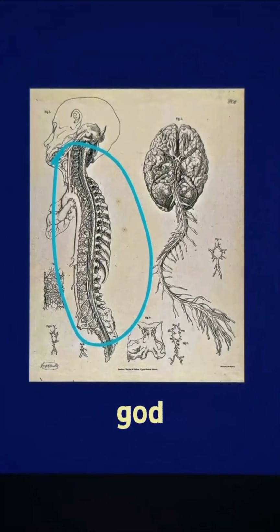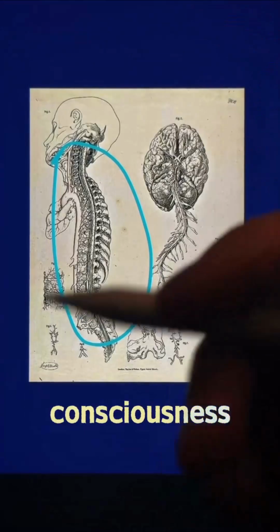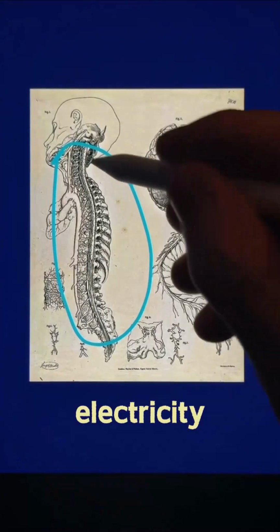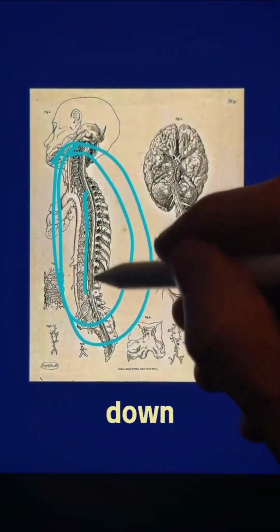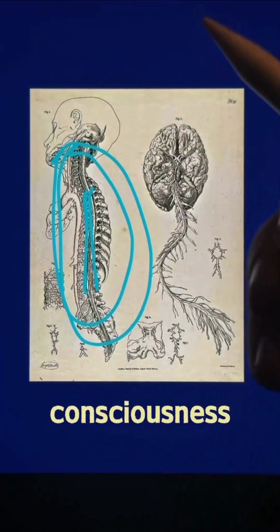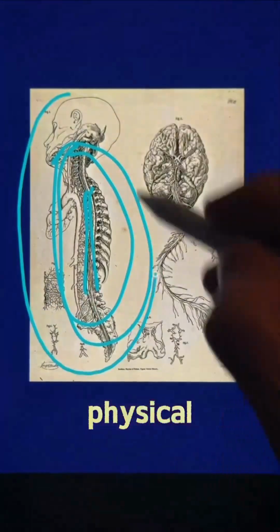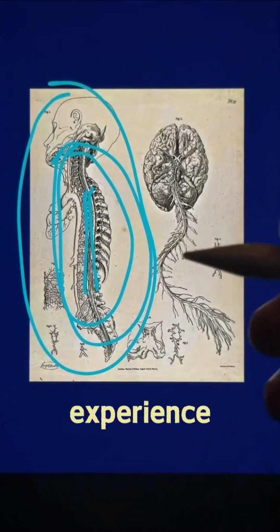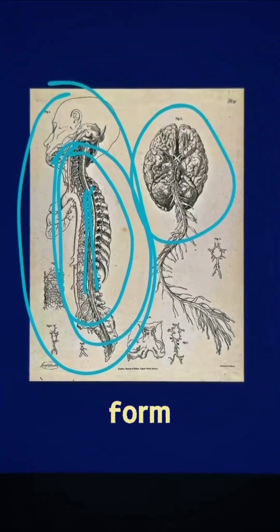The helpers of God would be the helpers and messengers of consciousness, which would be electricity moving up and down the spinal column to help consciousness have a connection with the physical organism, so God can experience himself in a physical form, the human body.